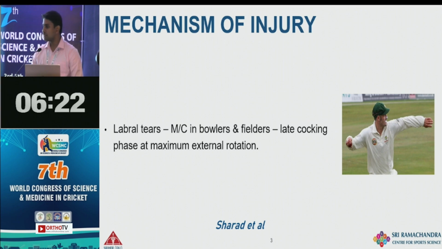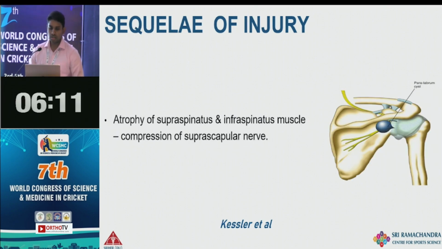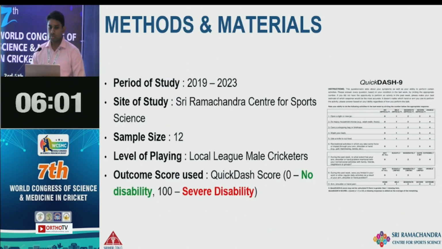So, the mechanism of injury: paralabral cysts are usually associated with labral tears, and it is most common in bowlers and fielders during the late cocking phase at maximum external rotation. These paralabral cysts usually cause compression of the suprascapular nerve, and this in turn results in atrophy of the supraspinatus and infraspinatus muscle. So, methods and materials.